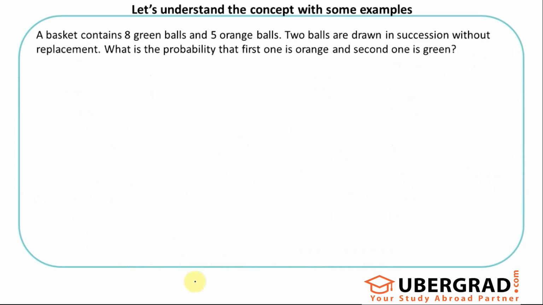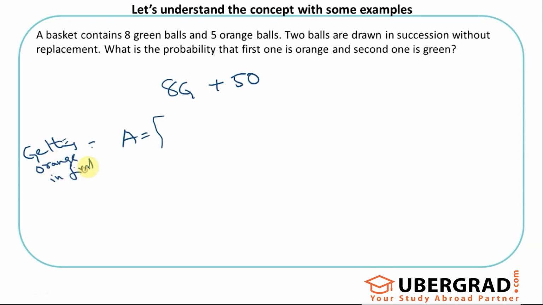Now let's understand this concept with some examples, right? So let's say I have a basket which has 8 green balls and 5 orange balls. 2 balls are drawn in succession without replacement. What is the probability that the first one is orange and the second one is green? So it is asking this. First one is orange. So it is like this, defining event A is basically getting orange in first pick.